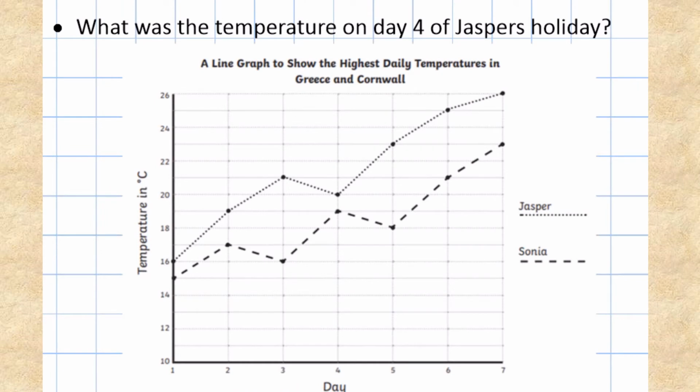So what is the temperature on day 4 of Jasper's holiday? Well, Jasper is the dotted line here. So we're looking at the top line. So obviously I would say Jasper is the one who's possibly gone to Greece because it's the hotter temperatures. So we are looking at day 4. Well, day 4 is here. We go up from day 4 and we go across to see what temperature it is, and it is 20 degrees Celsius.